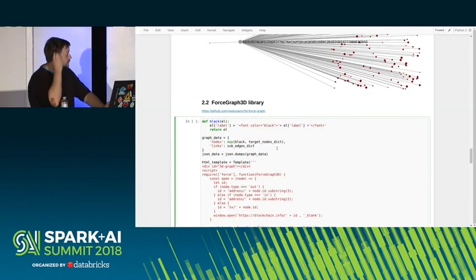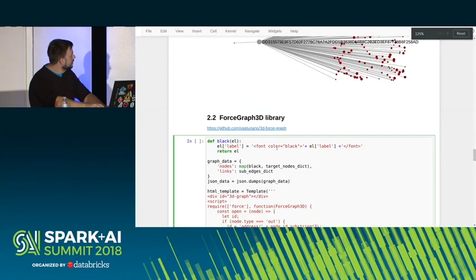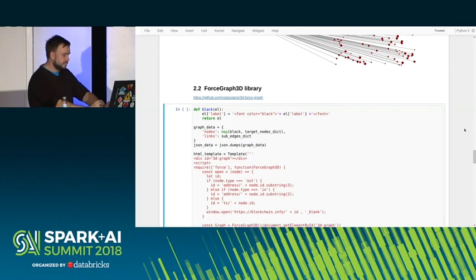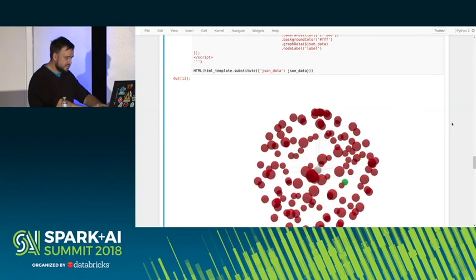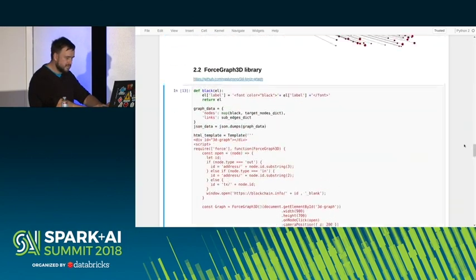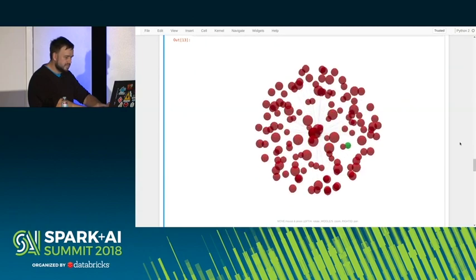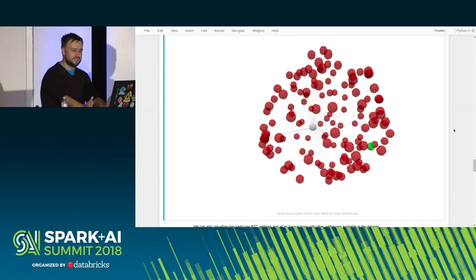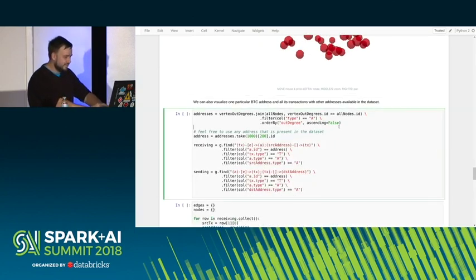Recently, I've discovered a library called, sorry, I'll make it bigger, called Force Graph 3D. I asked the author to showcase it here, and he agreed. So it uses the force algorithm, and this is the same graph as shown here, but it's in 3D. It also supports VR, but I don't have VR set up here, and you saw the VR in the keynote already.